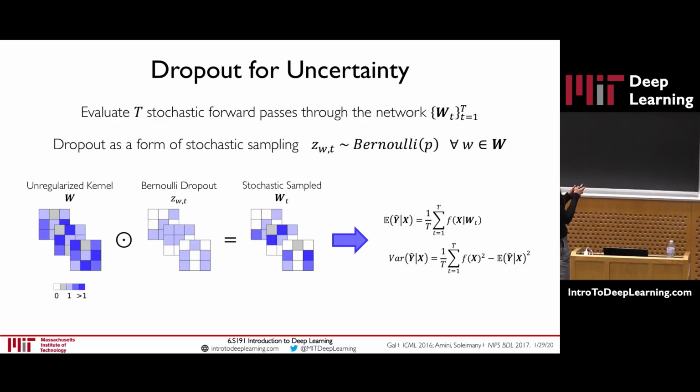And as a result of taking an element-wise multiplication between the kernel and that mask, we generate these resulting filters where some of the weights have been stochastically dropped out. And if we do this many times, say t times, we're going to obtain different predictions from the model every time. And by looking at the expected value of those predictions and the variance in those predictions, we can get a sense of how uncertain the model is.